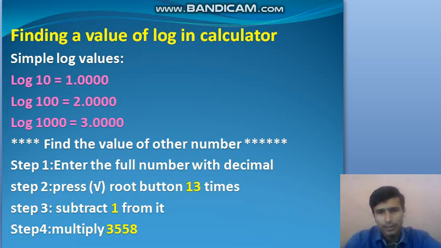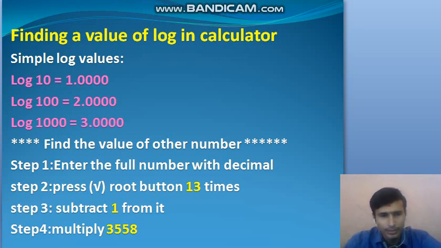Step number 1, enter the full number with the decimal. Step number 2, press the square root button in a simple calculator 13 times. Step number 3, subtract 1 from it. And step number 4, multiply by 3558, and then you get the answer, the log of the value entered previously.